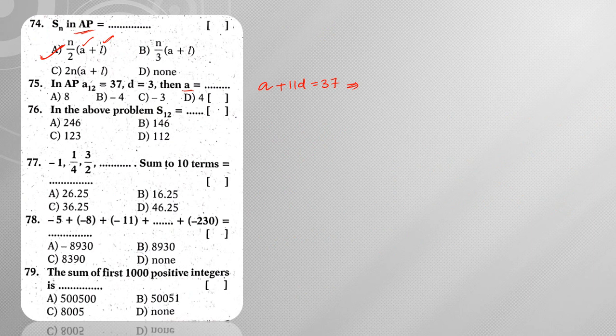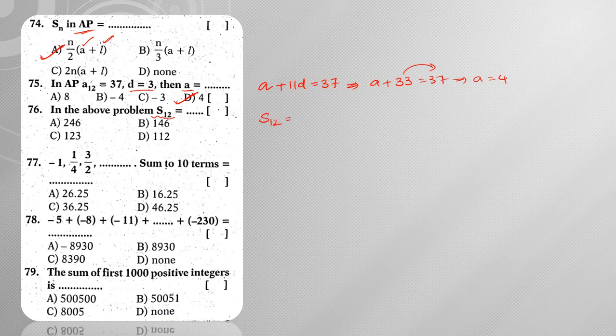Now based on this, already D value is 3. So I can write A plus 11 into D. So 11 into 3, which is nothing but 33, is equal to 37. So when I transpose this, I am going to get A is equal to 4. Hence the value of A is 4 here. Now what is he asking? So he is asking you to find out the value of S12.